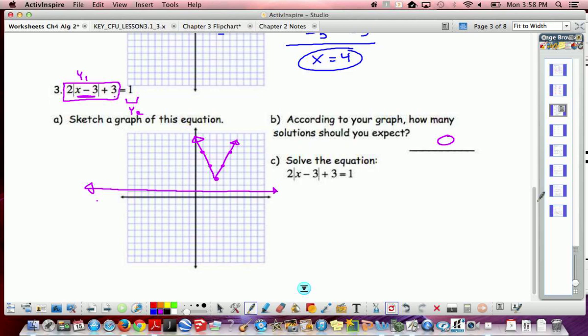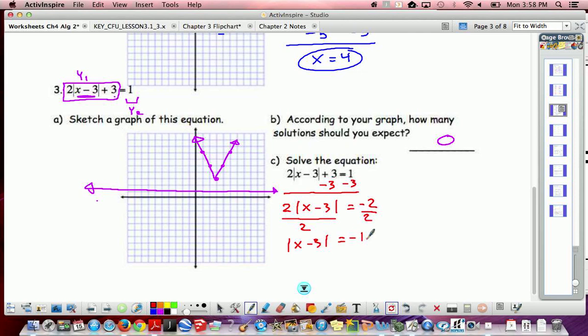Well, how does that show up algebraically? How that shows up algebraically as we solve it is we want to get the absolute value piece by itself. So I'm going to subtract 3 from both sides. So I have 2 times the absolute value of x minus 3 equals negative 2. I'm now going to divide both sides by 2. So absolute value of x minus 3 equals negative 1.